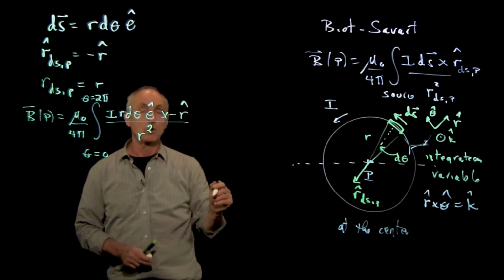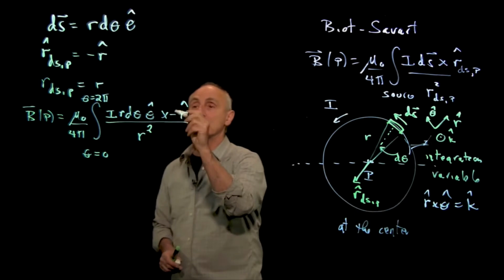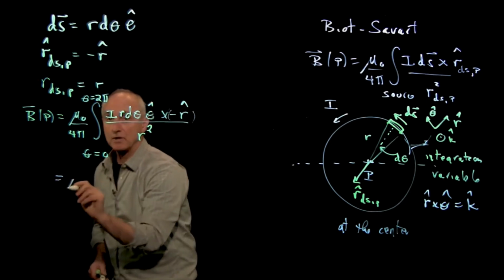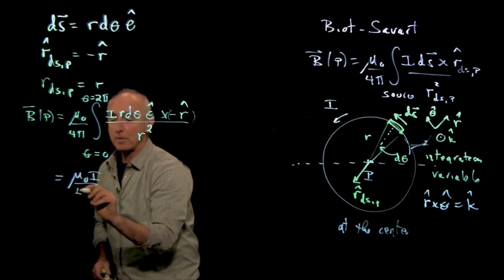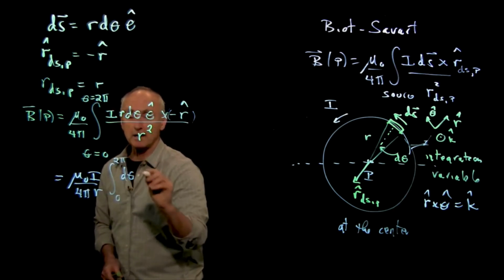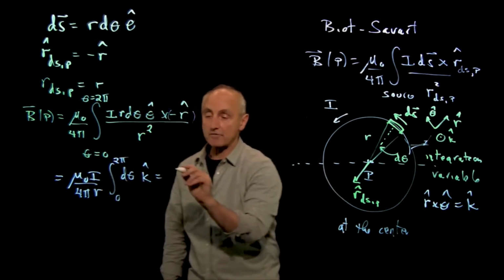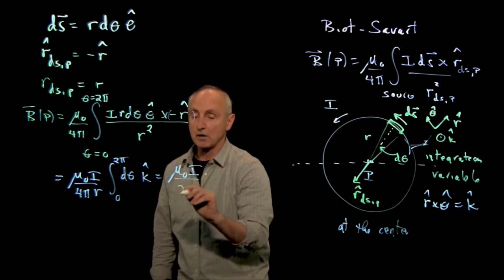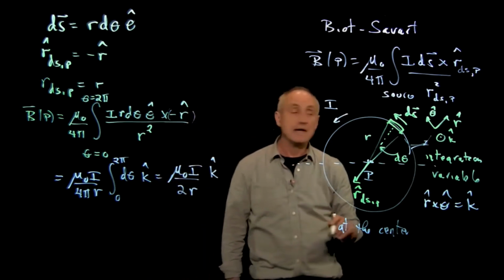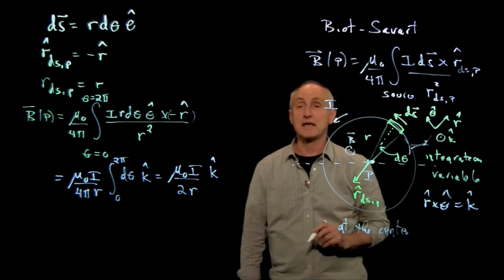Here we have theta hat cross r hat, which is minus k hat, but the extra minus sign indicates that it's plus k hat. One of the r's cancels, and we get mu naught I over 4 pi, r comes outside, integral d theta from 0 to 2 pi k hat. And that's just 2 pi. 2 pi over 4 pi is a half. And we get the result that mu naught I over 2 r k hat is the magnetic field at the center. So our B field is in the k hat direction.